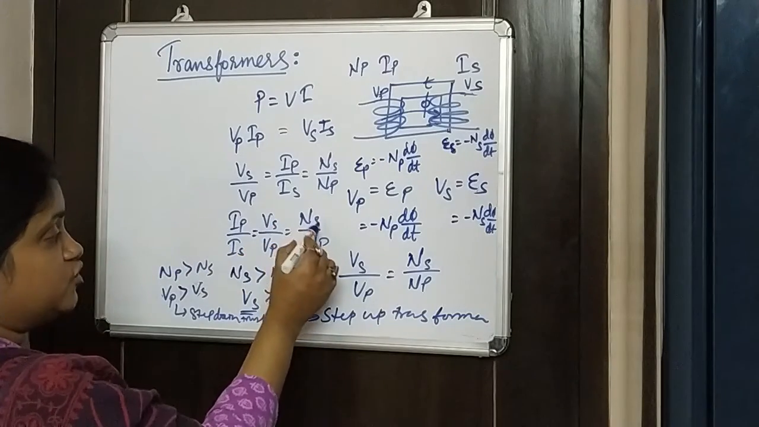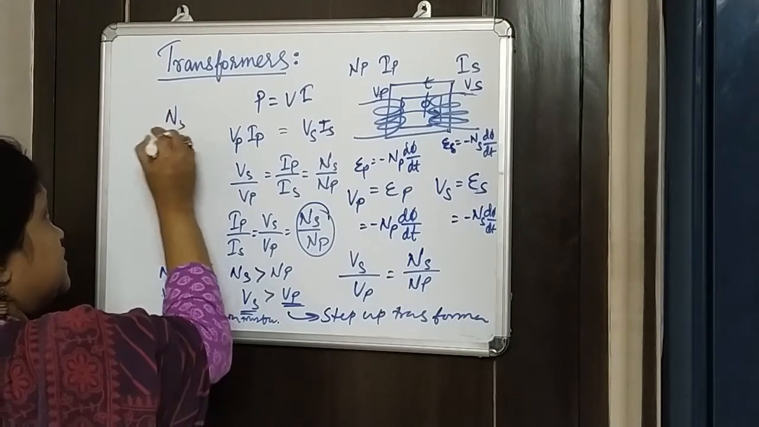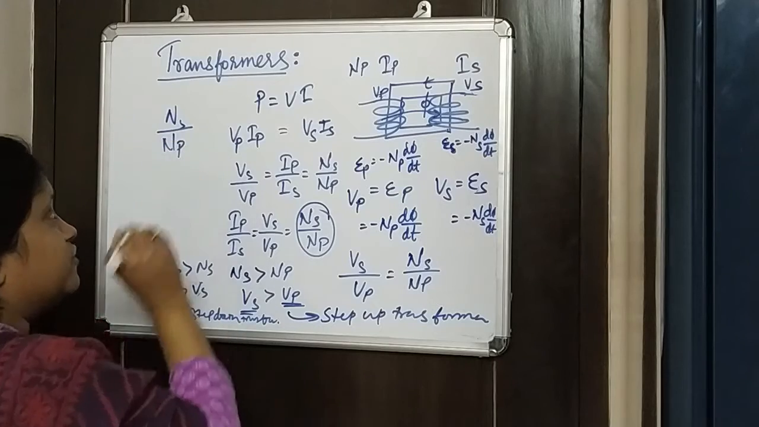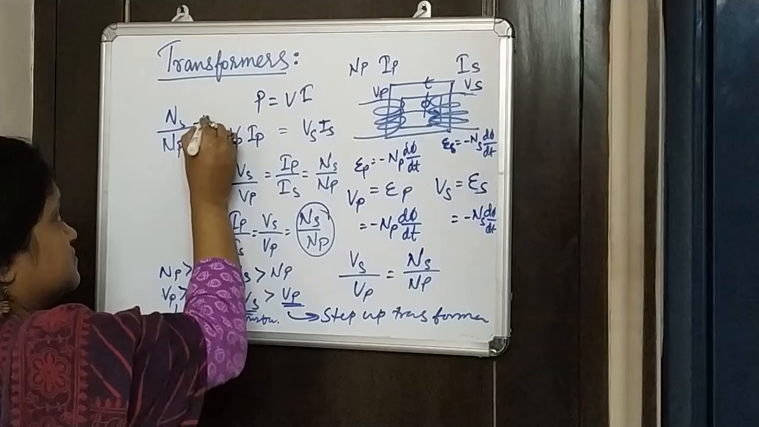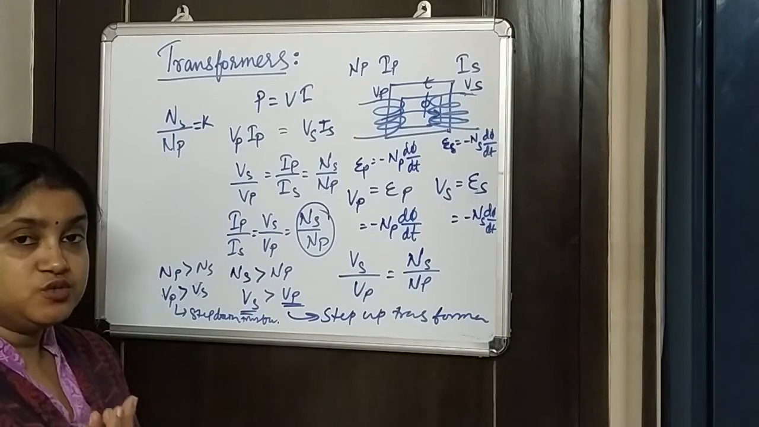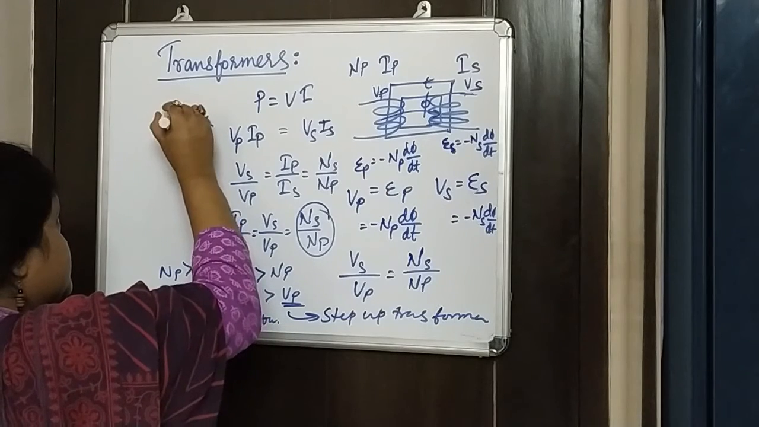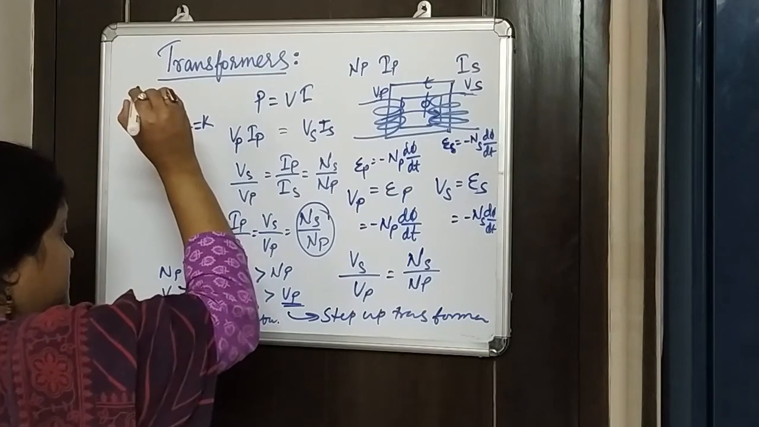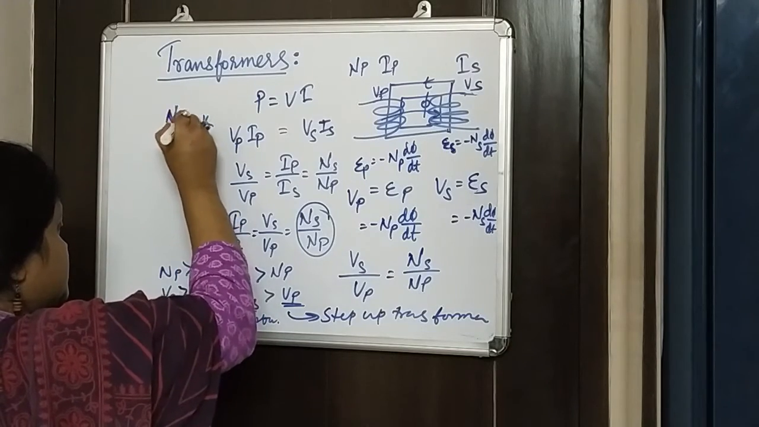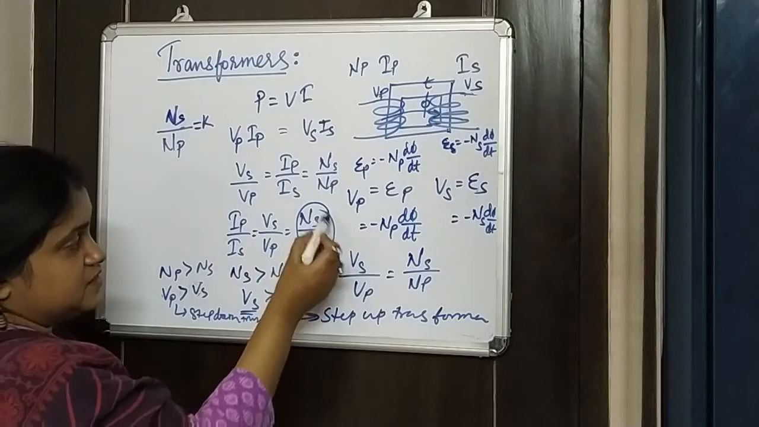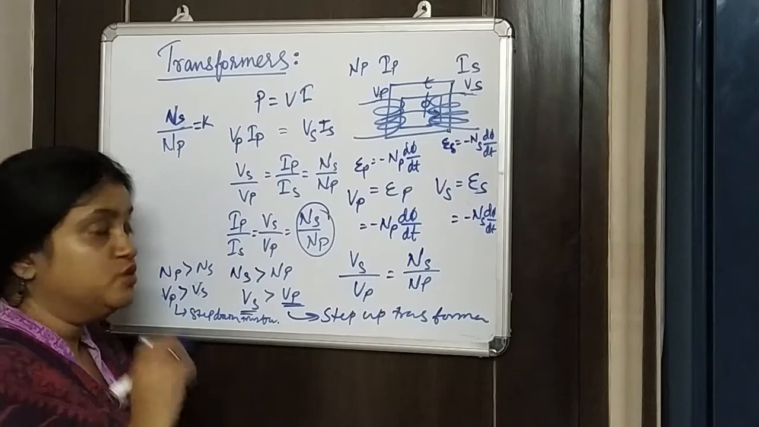So the ratio of Ns divided by Np is one of the most important things, which we call K. So Ns by Np, this ratio we will keep. This is called the turn ratio, K.